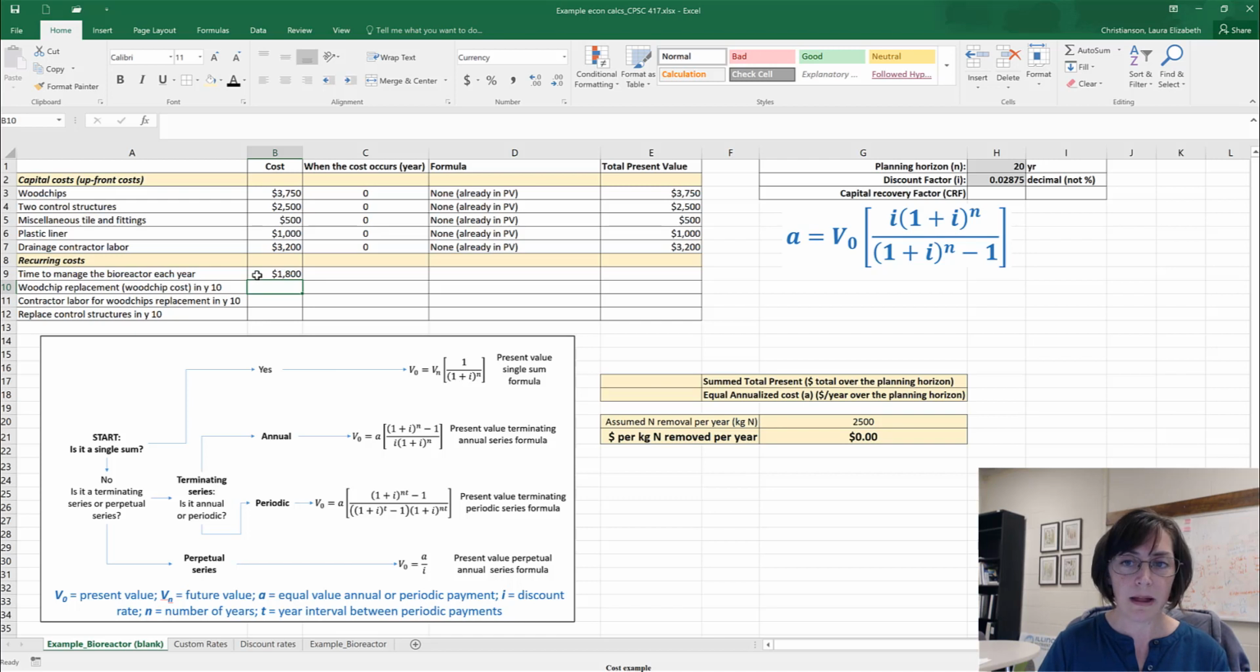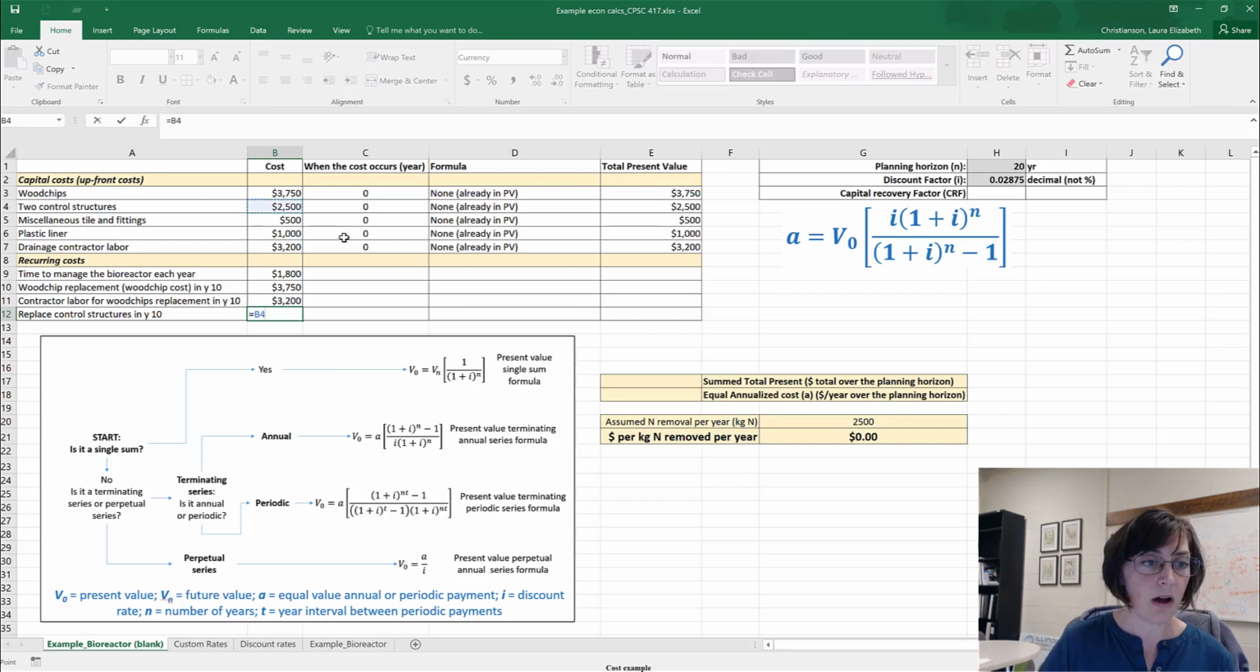Next, I know that I want to replace the bioreactor in year 10. So thinking about my planning horizon of 20 years, that's what I'm trying to account for, costs over the whole 20 years. I'm going to have to replace the bioreactor wood chips in year 10. So I need to account for that cost. Wood chip replacement: I'm just going to assume the cost of replacing the wood chips is the same as the initial cost of buying the wood chips. Contractor labor for wood chip replacement, I'm just going to set that to the same contractor charge I had before. So same thing, and then replace the control structures in year 10. I'm going to set that to the same cost too as the initial cost of those control structures.